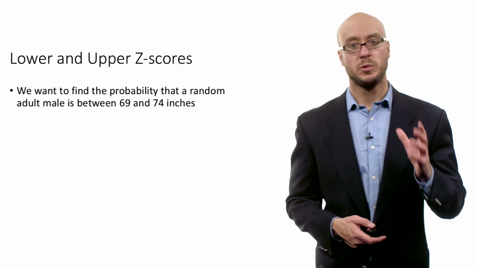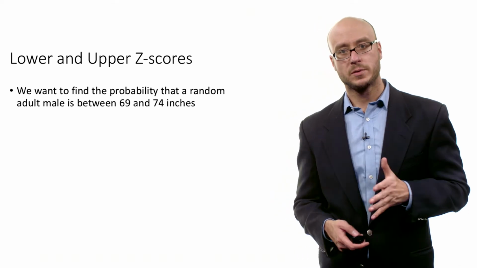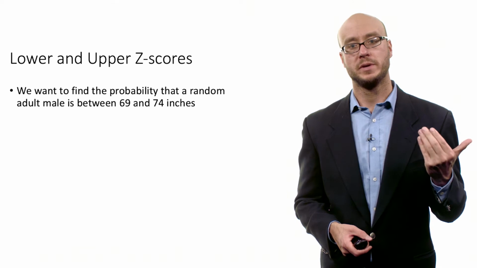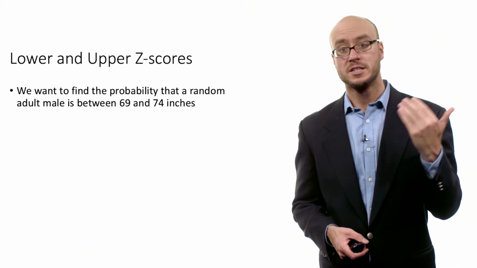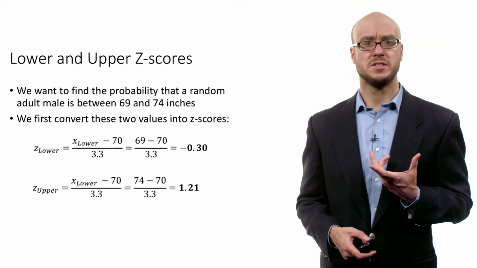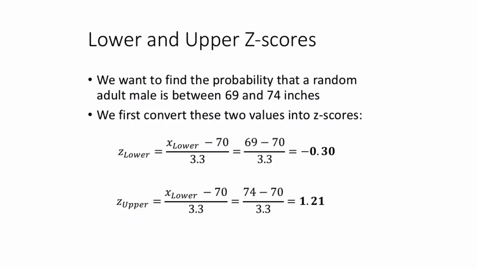So the idea is we want to find lower and upper bounds, z-scores, because we want to find the probability that a randomly selected adult male is between 69 and 74 inches. So let's first convert these values into z-scores. Since we know the mean and the standard deviation of the population, we know where the lower and upper z-scores are in relation to the mean.